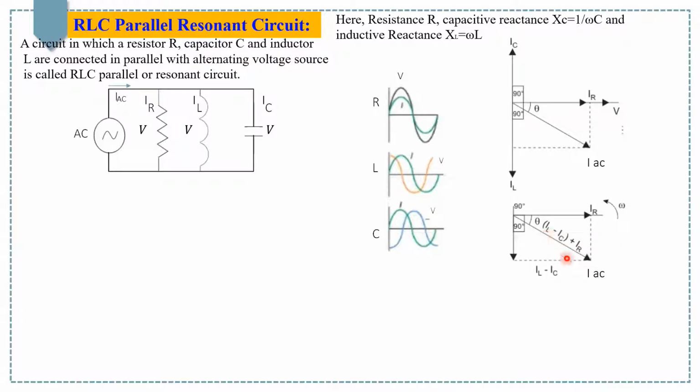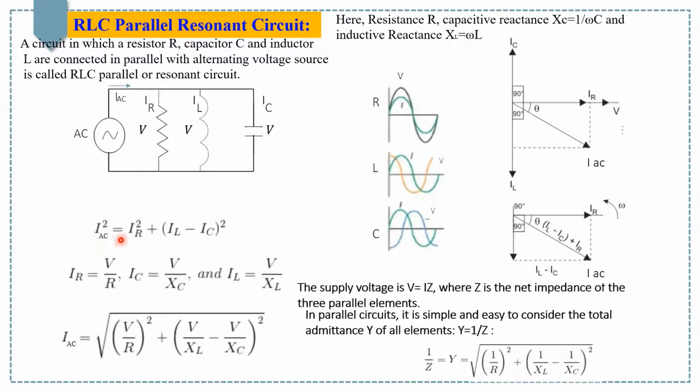Here is the simplified phasor diagram where we get the resultant current by simply Pythagorean theorem. And we get I_AC squared is equal to I_R squared plus (I_L minus I_C) squared, where I_R is equal to V over R, I_C is equal to V over X_C, and I_L is equal to V over X_L. X_C is called capacitive reactance, and that is equal to 1 over omega C. And X_L is equal to omega L, and it is called inductive reactance.